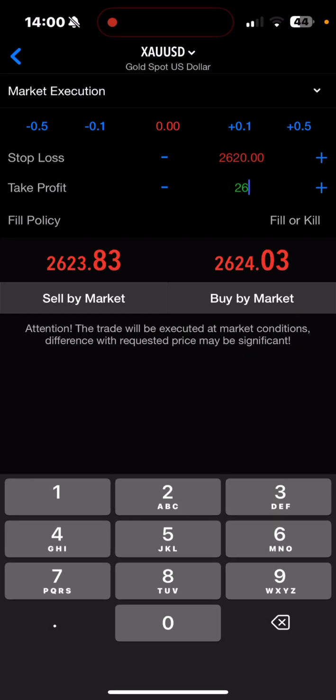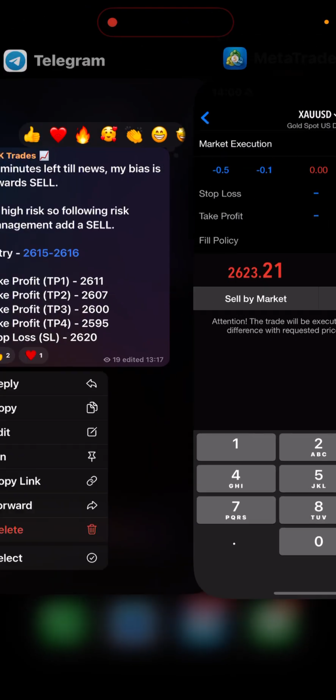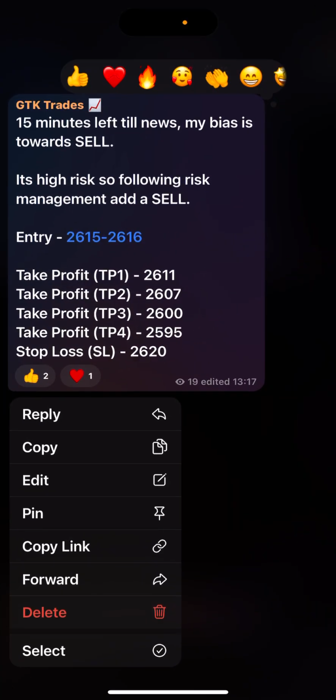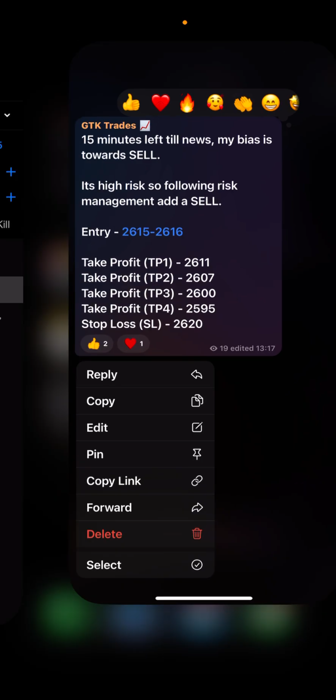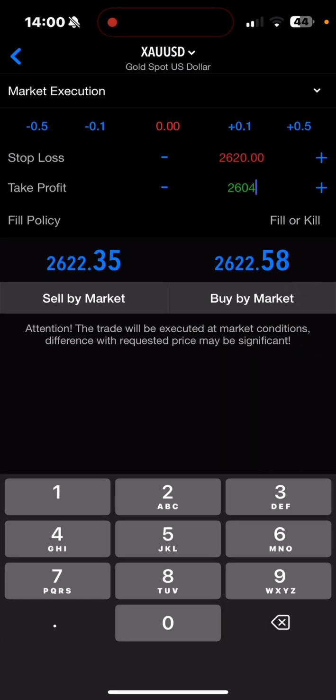Now, in the trade that I just took, I secured my TP at 2604, which was right below TP2, in between TP2 and TP3. You can always manually secure your profits too, or you can just leave the trade the way you want it to leave. Now, on this occasion, I put that here.